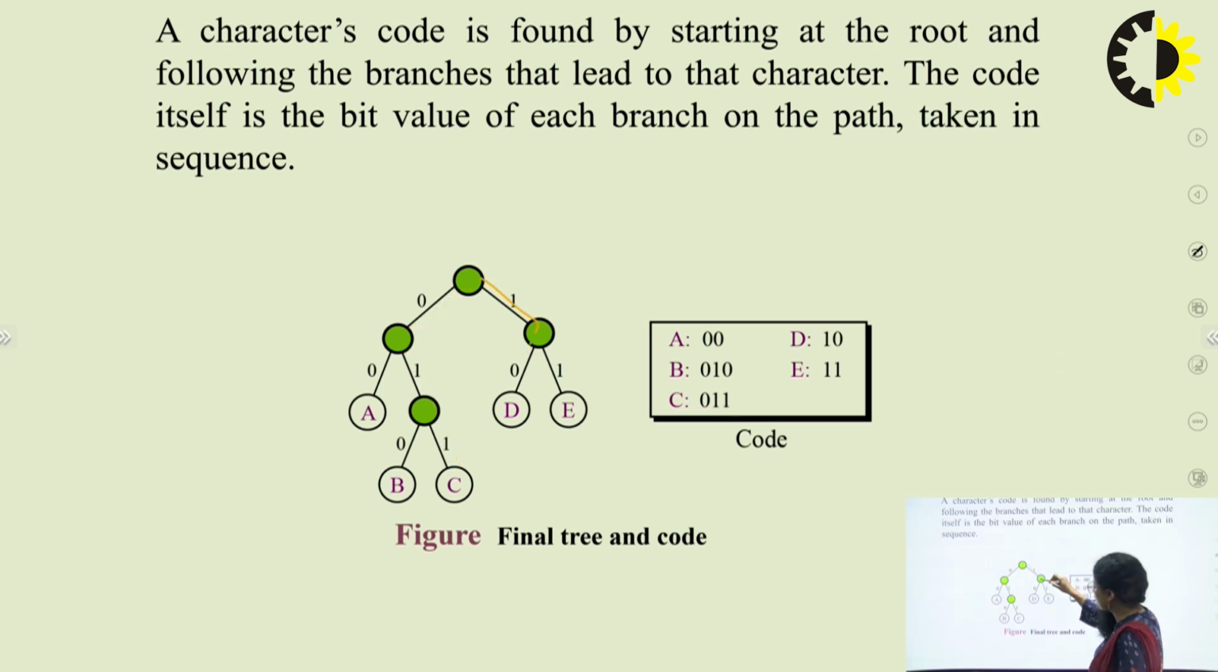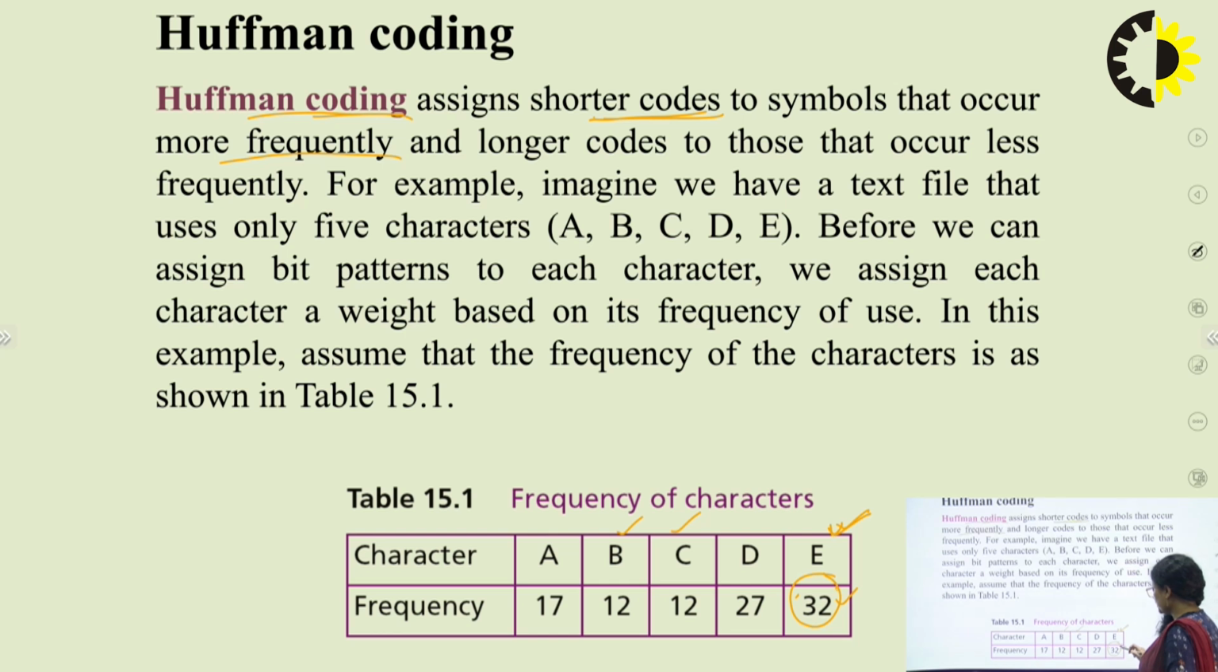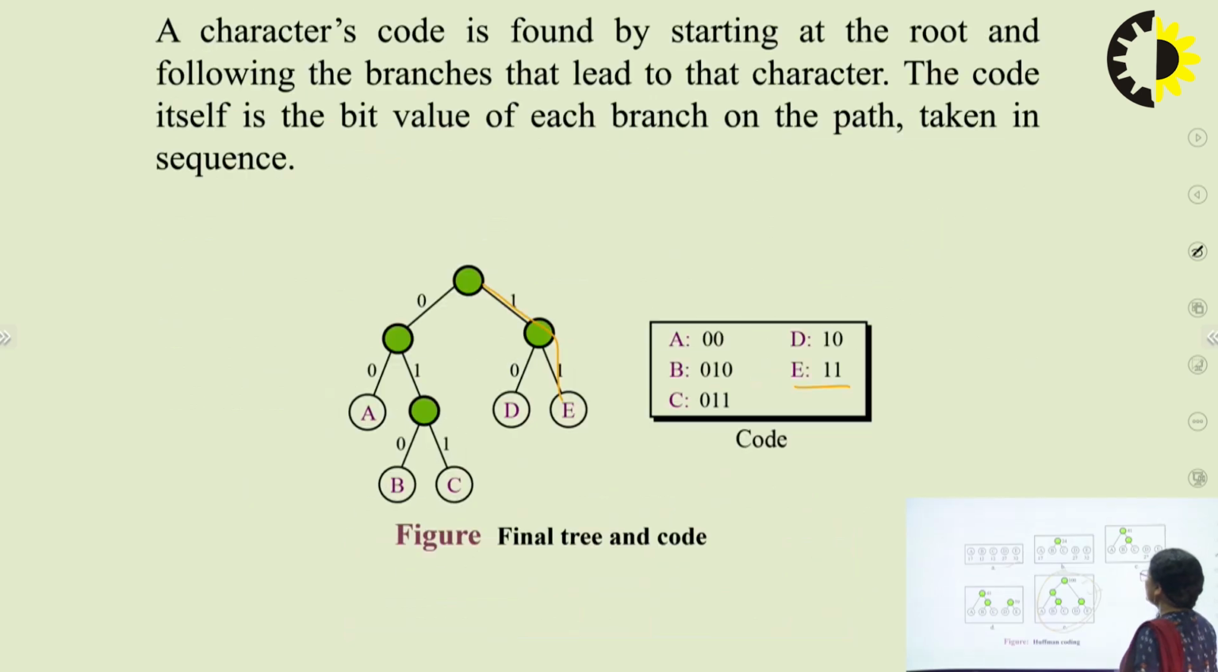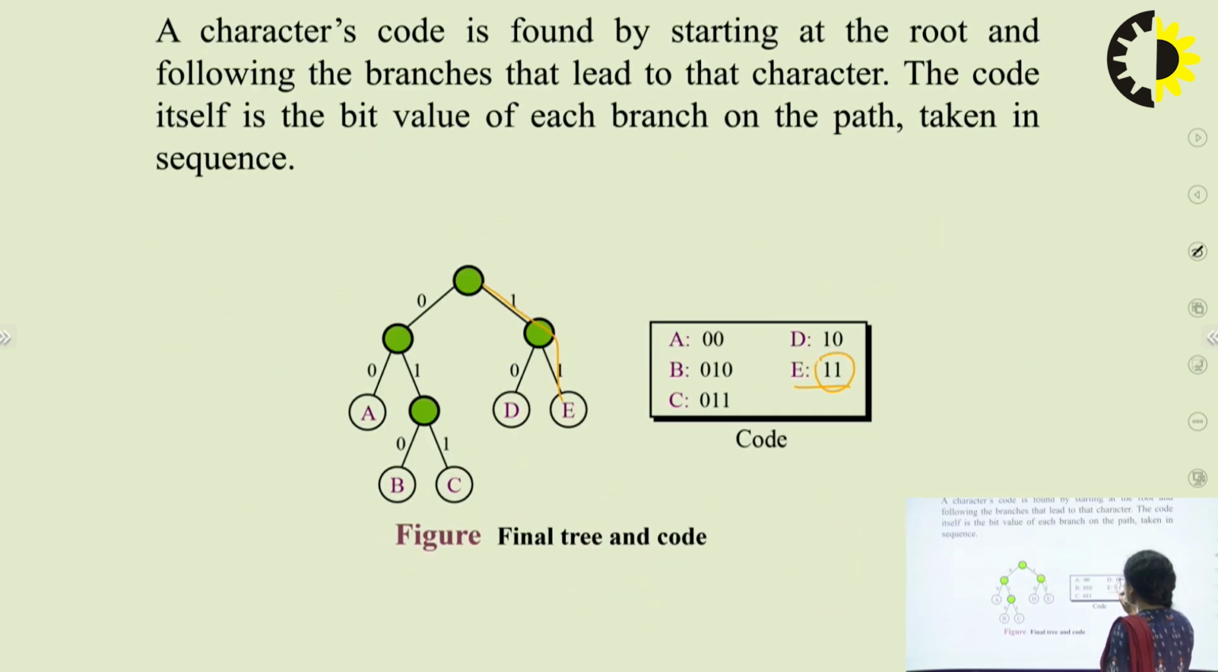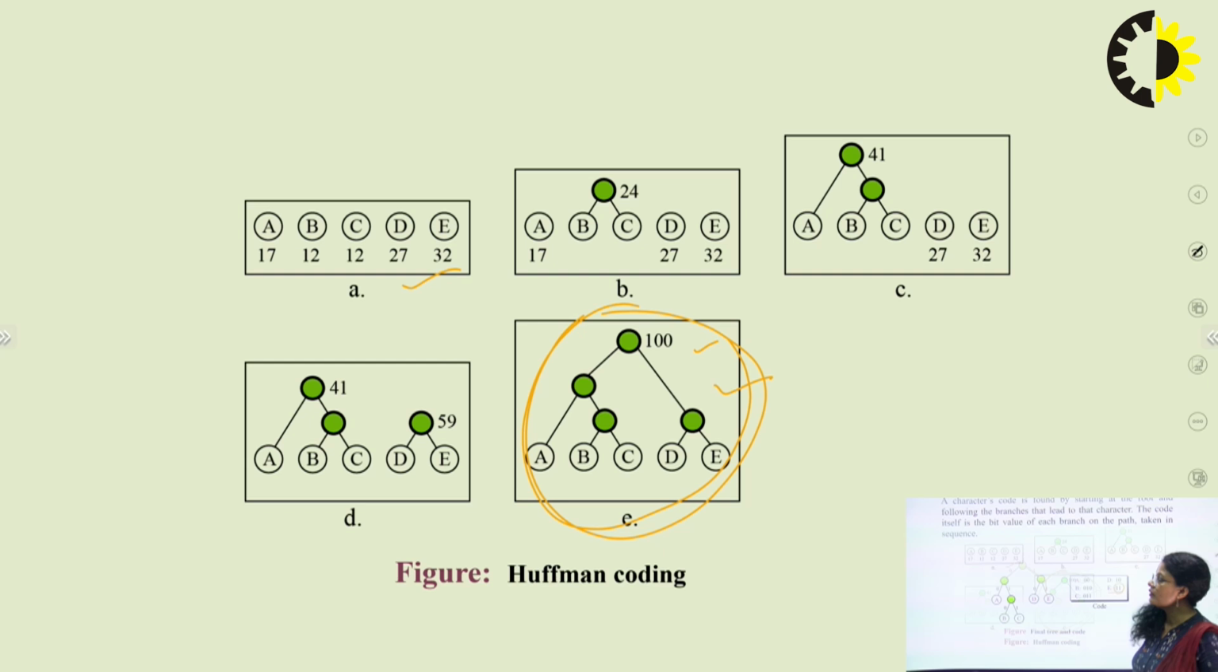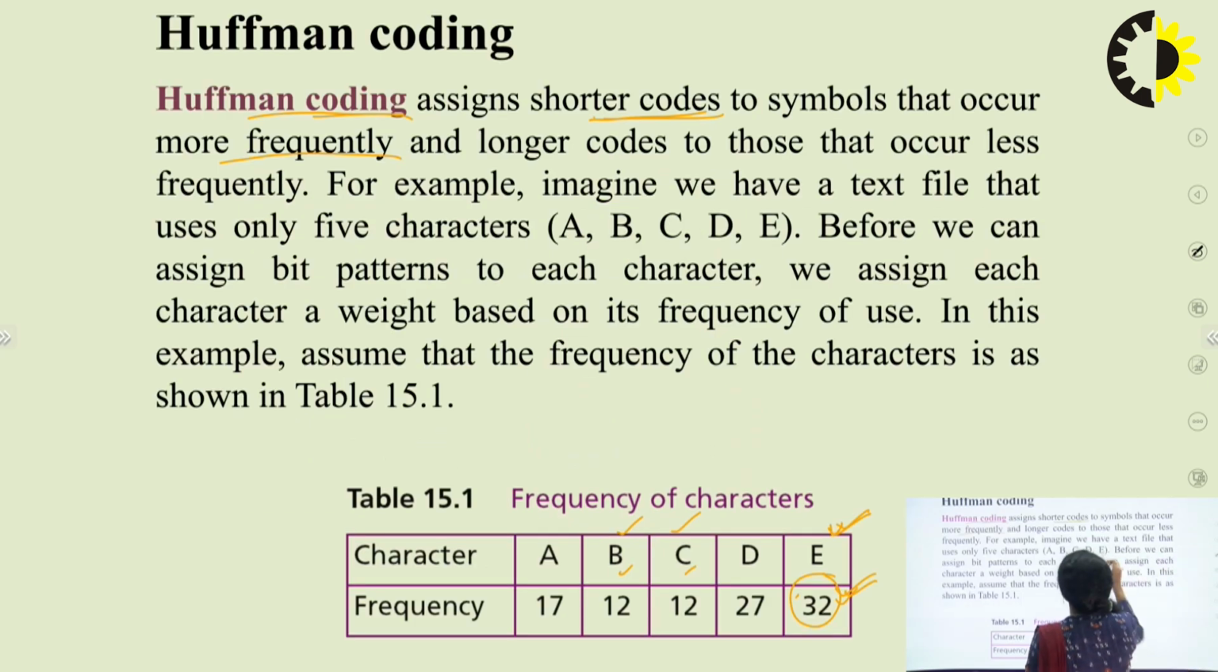For D, it is 1, 0. And for E, it is 1, 1. So if you remember, the letter which was occurring the most, just having the maximum number of recurrence, was E, and least was B and C. And if you see, for E we are using less number of bits. Those which occur more frequently will be using shorter codes.